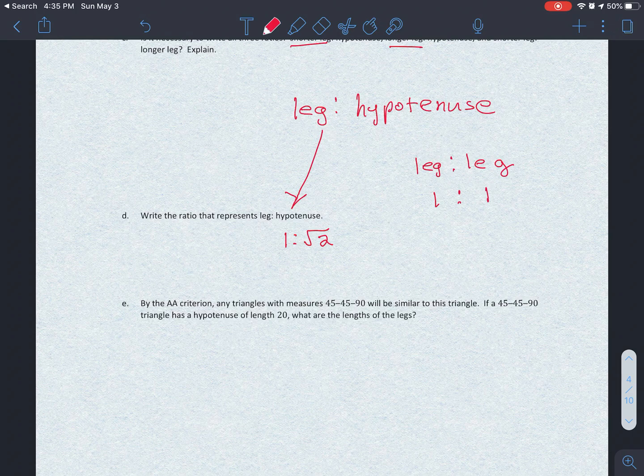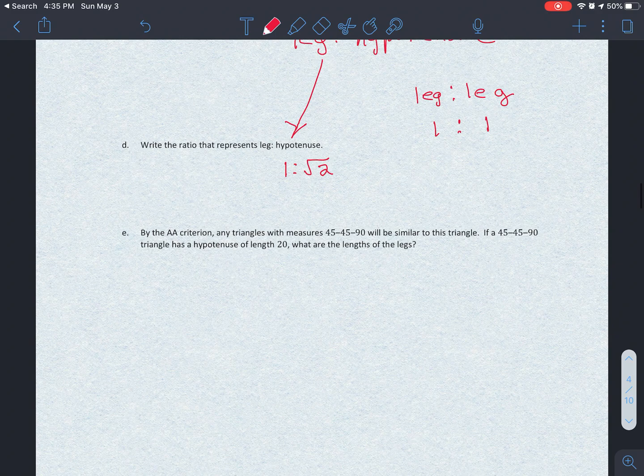we're using the angle-angle criterion, and we remember earlier that in order for triangles to be similar, we could use angle-angle to prove that, which we did because it's 45, 45. So they're asking us if we have a triangle, and it's a 45, 45, 90, and the hypotenuse is 20, what is the length of the other two legs?